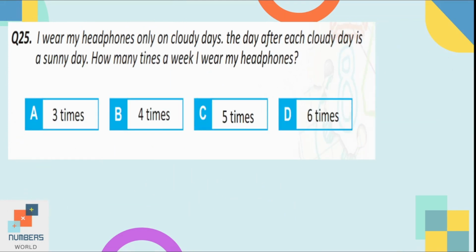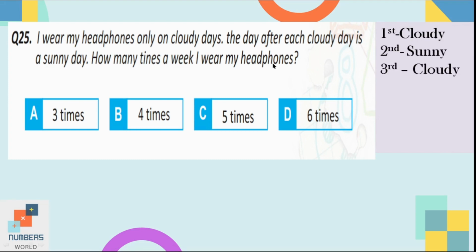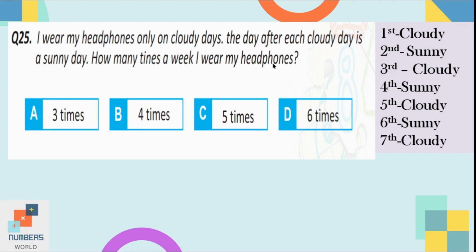Question number 25. I wear my headphones only on cloudy days. The day after each cloudy day is a sunny day. How many times a week do I wear my headphones? So there are 7 days in a week. If the first day is cloudy, the second is sunny, then the third day is cloudy, the fourth is sunny, the fifth is cloudy, the sixth is sunny, and the 7th day of the week is cloudy. So I can wear my headphones a maximum of 4 times in a week. So option B is the correct option.